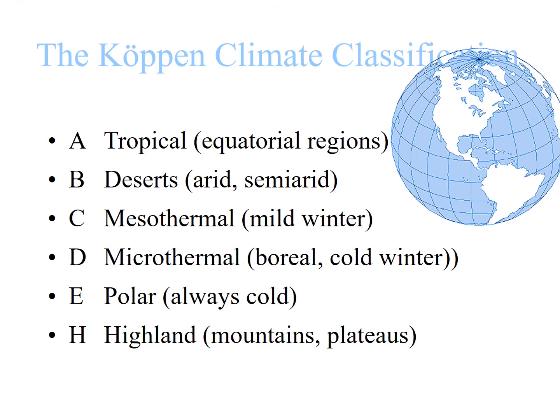I'm not going to go into great detail about the different climate classifications. There are 6: tropical, desert, mesothermal, which is mild winter, which is what Georgia's in. Macrothermal, which is cold winter, such as in Canada, Russia, and Alaska. Polar, which is at the North and South Poles. And highlands, similar to polar, except these are in mountains and plateaus throughout the world.